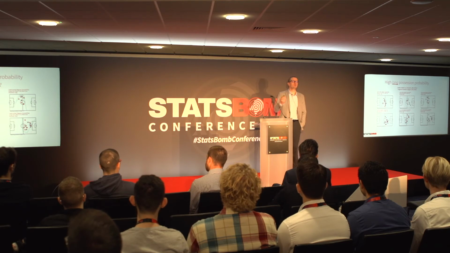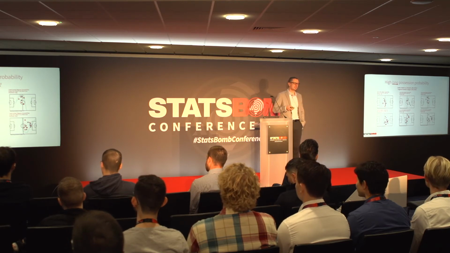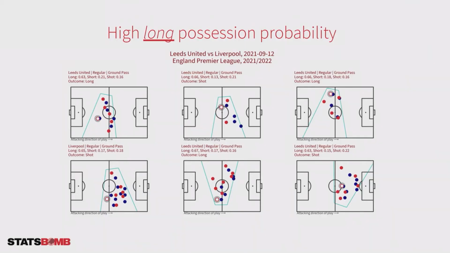This is the flip side. We're looking at long possession probabilities. So again, 6 random frames. And what we tend to see in this situation is that players might be under pressure, but they've got passing options. Maybe they can pass the ball backwards. They're potentially under pressure, but they've got options to retain possession.